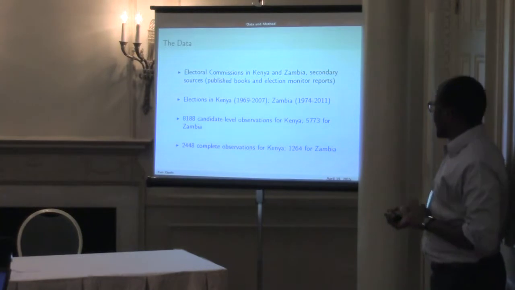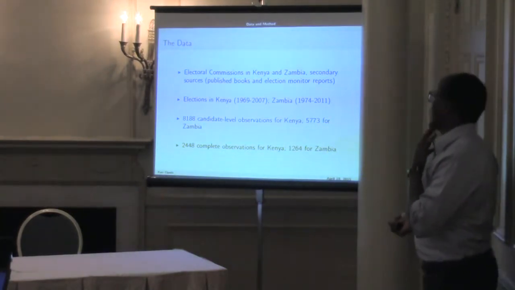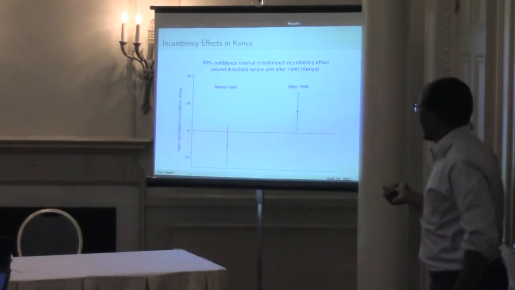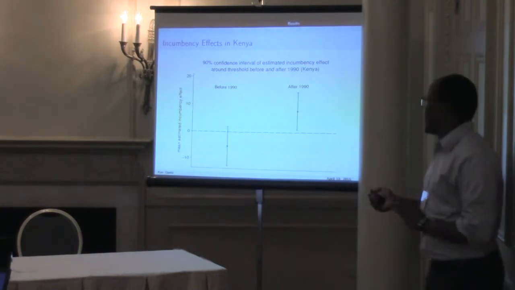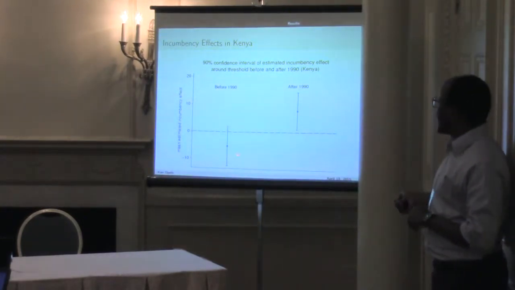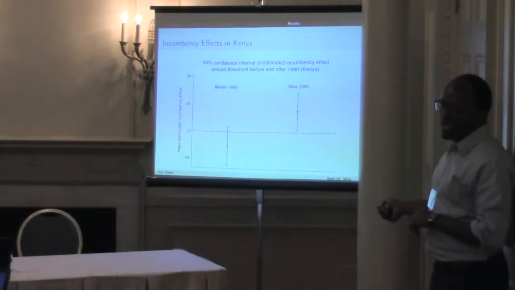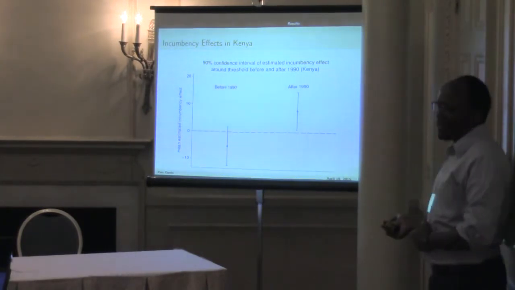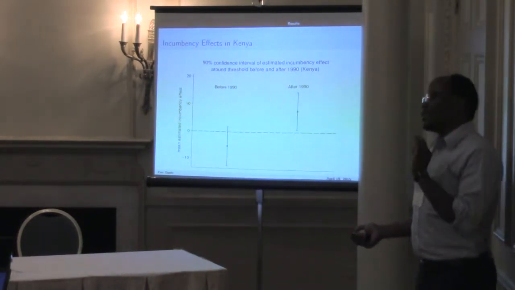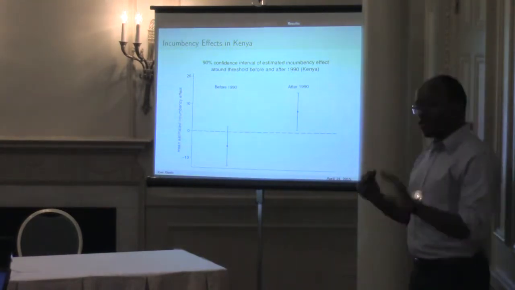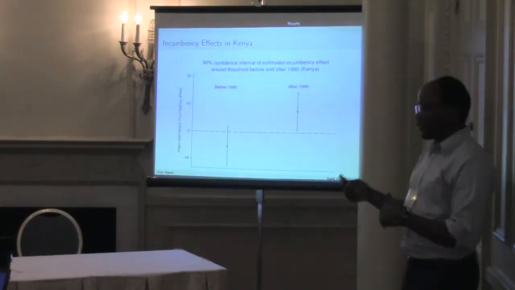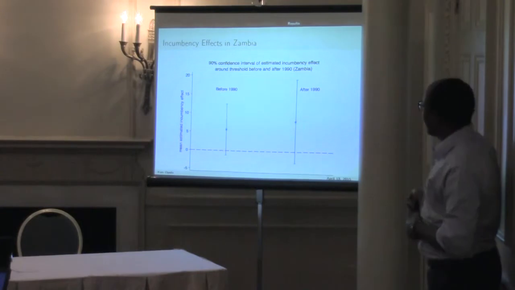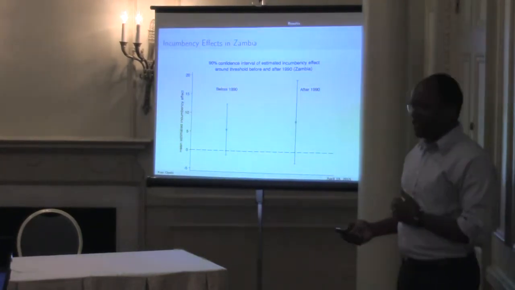To do this, I got data from Kenya and Zambia beginning in the mid-60s to 2007 in Kenya and 2011 in Zambia. And the results are this: in Kenya you see the flip after 1990. So under one-party rule, incumbents are disadvantaged in the sense that they lose to challengers. After 1990, they become advantaged. Incumbents are doing better than challengers. Turnover rate is still high, but comparing two comparable candidates, one an incumbent, one a challenger, incumbents are doing better. Zambia doesn't do as well. For incumbents, the point estimate is still higher, but it's not statistically significant.